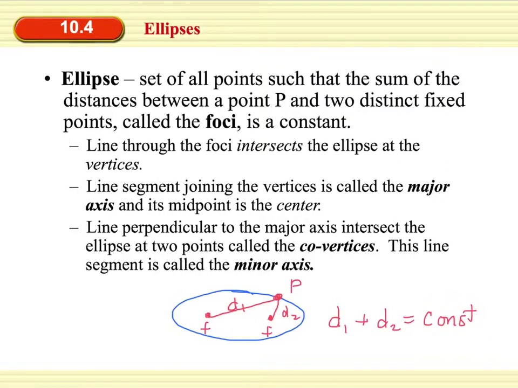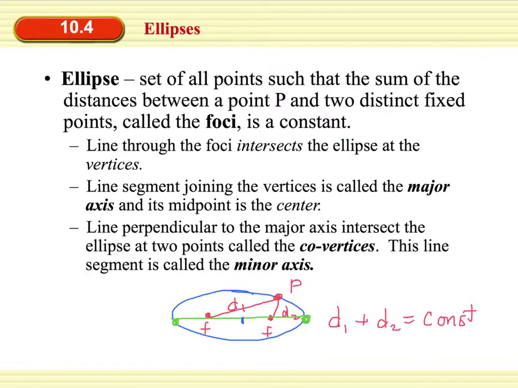And any line that goes through the foci is going to intersect our ellipse at what we call a vertex, or because there's 2 of them, vertices. So if we were to come in here and draw a line, these points of intersection here and here are what we call the vertices. Now this line that we just used to connect the 2 vertices is called the major axis, and it has a midpoint here in the center.